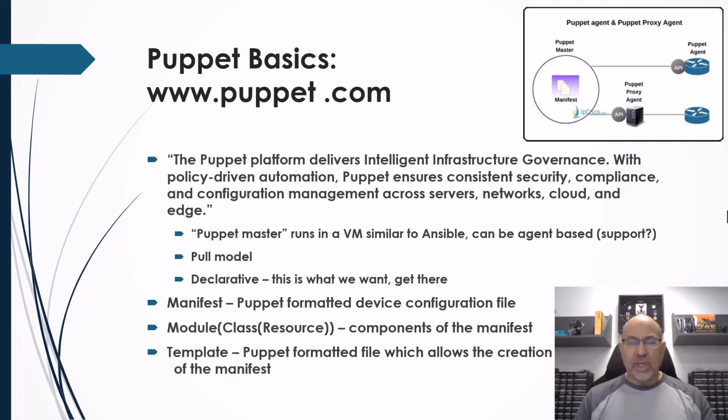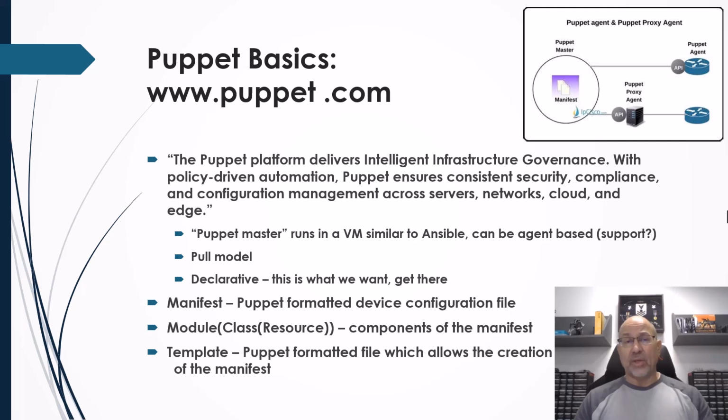So the language in Puppet is that there's a manifest, the Puppet formatted device configuration file. And then I've got these sort of organized as module, class, and resource, because the module is the larger object, and then we got classes, and classes make use of resources. And these are all components in the manifest, similar to the template that we saw earlier. And the templates are just formatted for Puppet.